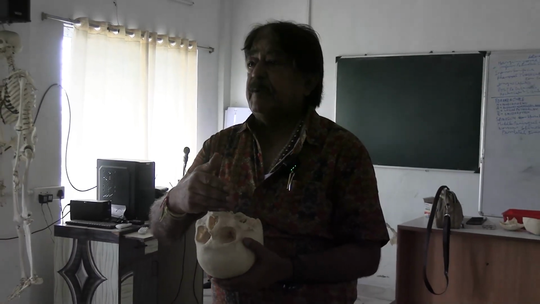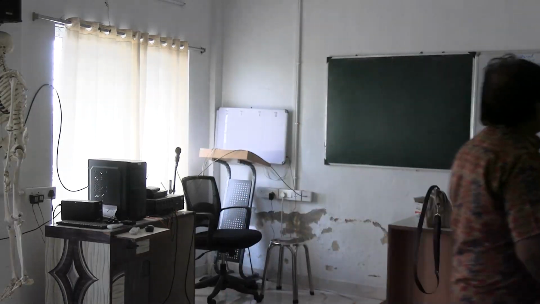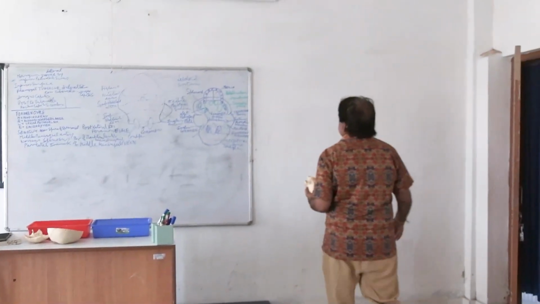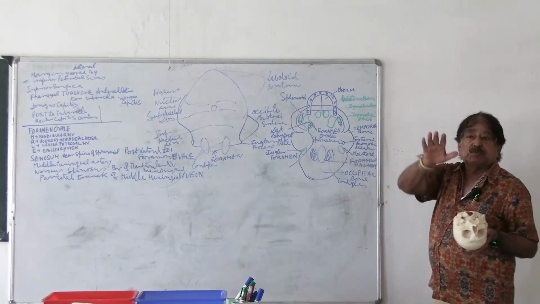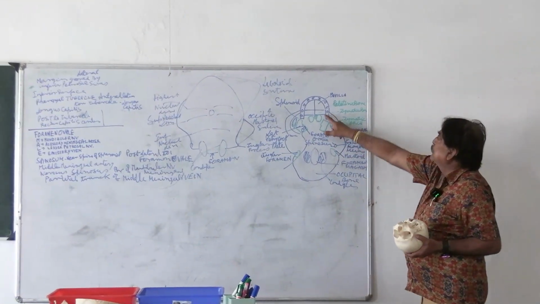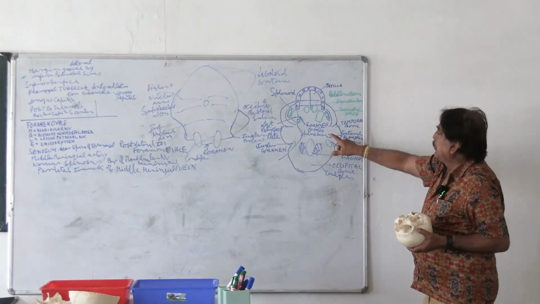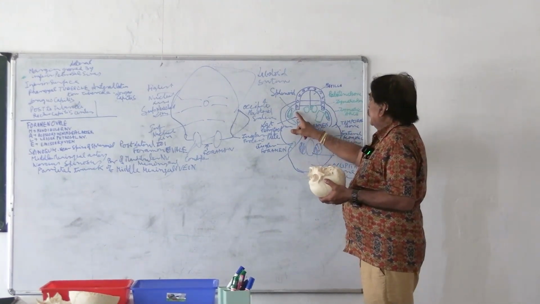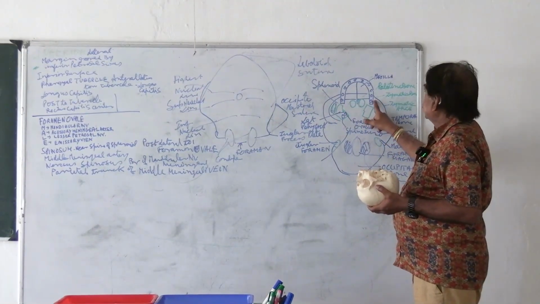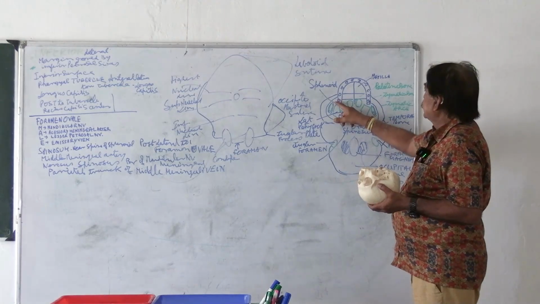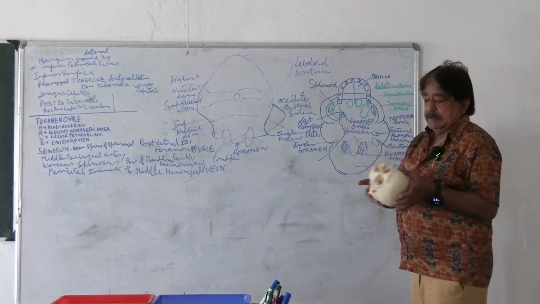Now this is divided into 3 portions. Okay, now you can see this is the maxilla. I showed you the maxilla. This is the palatine bone. This is the zygomatic arch. Okay, now the lateral pterygoid plate. This is the sphenoid, in this portion. This is sphenoid, and this is the zygomatic arch. You can see this.